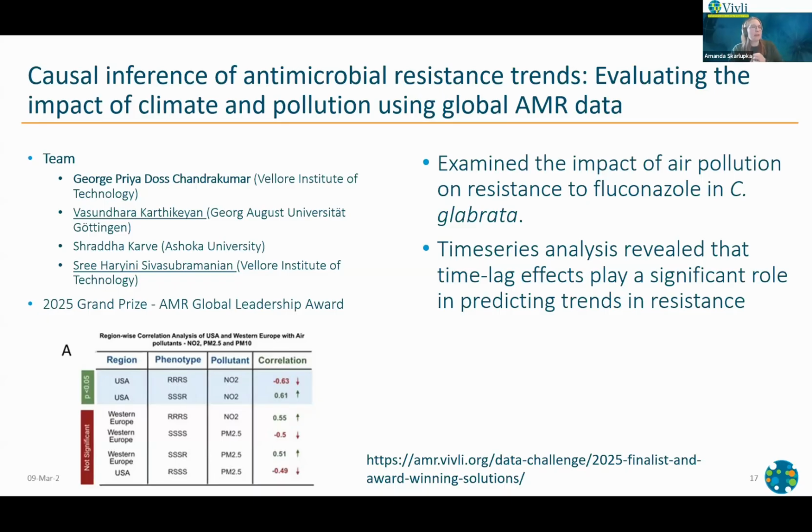And what they ended up doing was using Pfizer's Sentry data, their antifungal surveillance data set, and they examined the impact of air pollution on resistance to fluconazole in C. glabrata. And so they had a time series analysis that revealed that the time lag effects play a significant role in predicting trends in resistance. We have more information regarding their research project at the link below, and I'll also put it into the chat a little bit later.